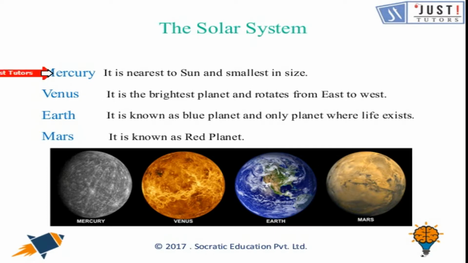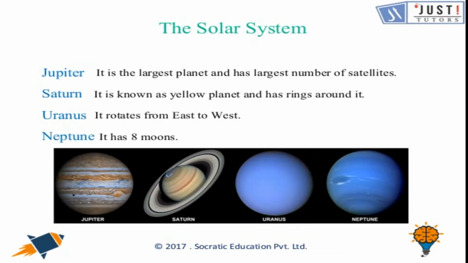Well, Mercury is the nearest planet to the Sun and it's the smallest in size. Venus is the brightest planet. Earth is also known as the blue planet, and with that, Mars is known as the red planet. Let's move forward towards the next slide.